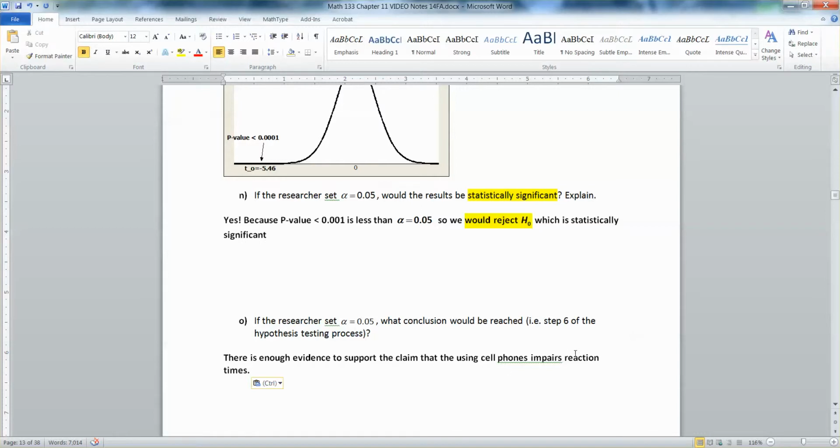Speaking of which, there is plenty of evidence to support the claim that using cell phones impairs reaction times. Impairs, in other words, the sample data supports that driving reaction times are longer, which is not a good thing when using cell phones.